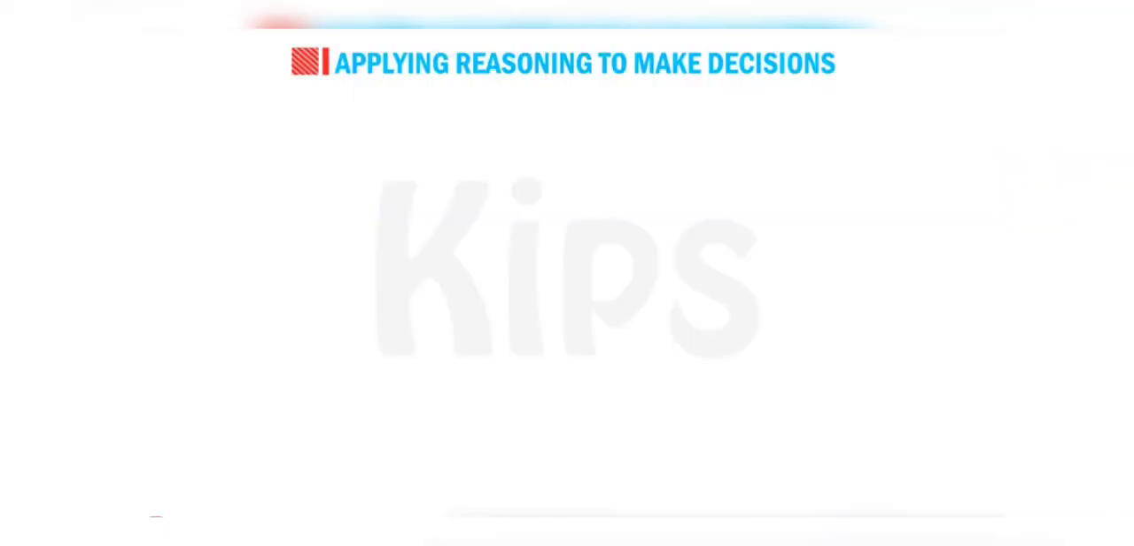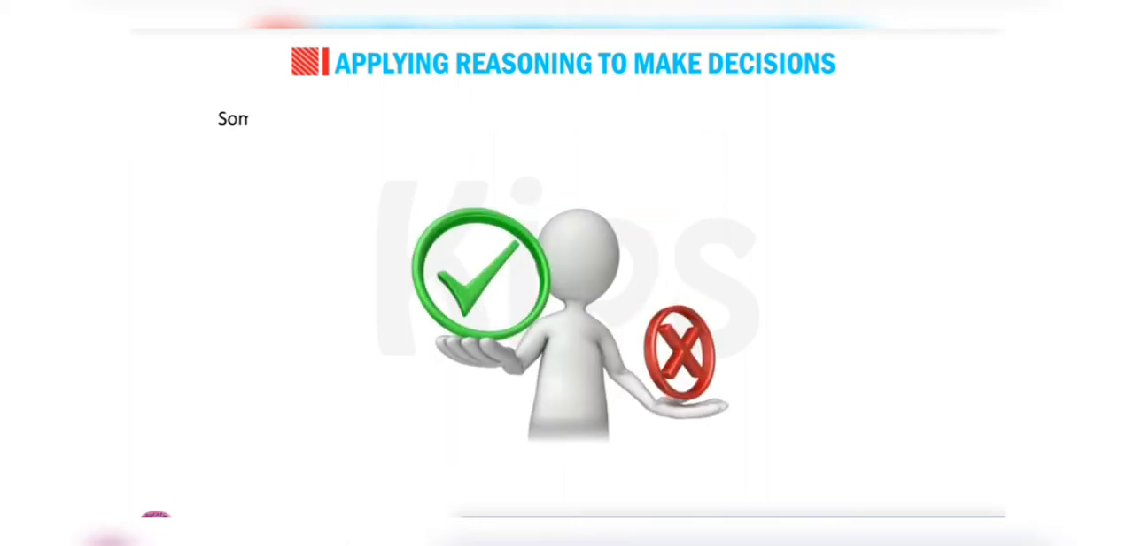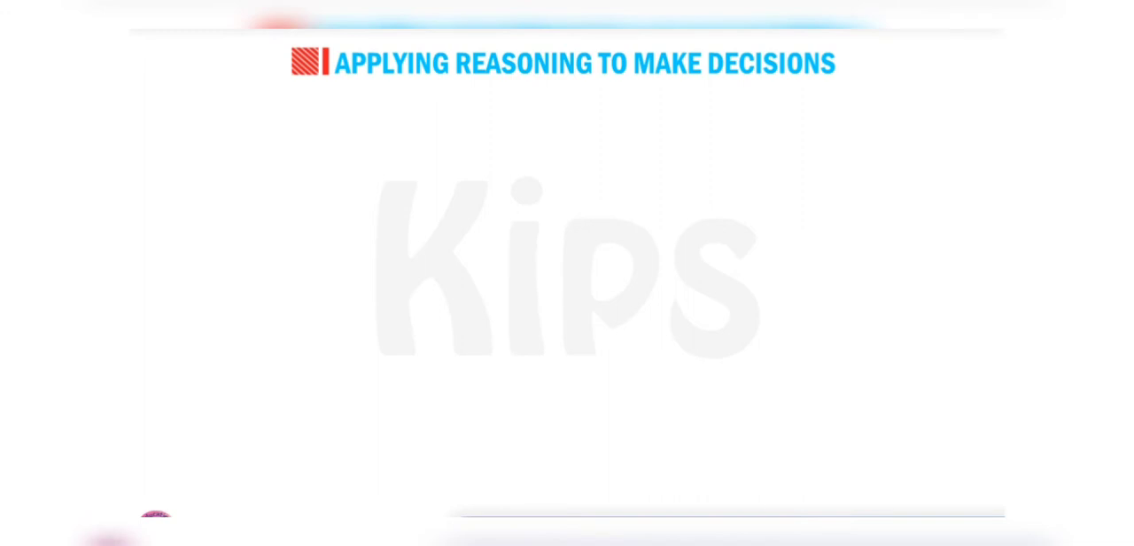Applying reasoning to make decisions. Everyone makes decisions in daily life. Children, you know we have to make decisions in our daily life from some options. Some of our problems are so general that we hardly take any time to decide on them. Some of our problems are so easy that we can solve them easily, and some are complex.